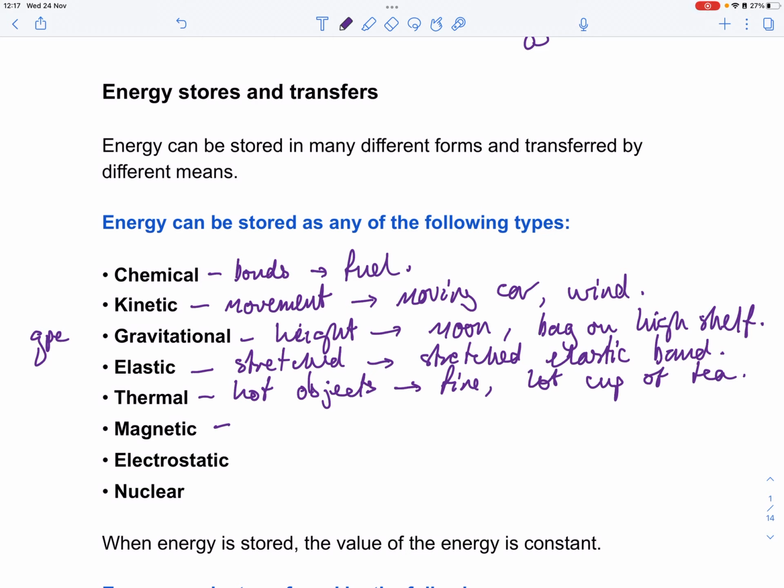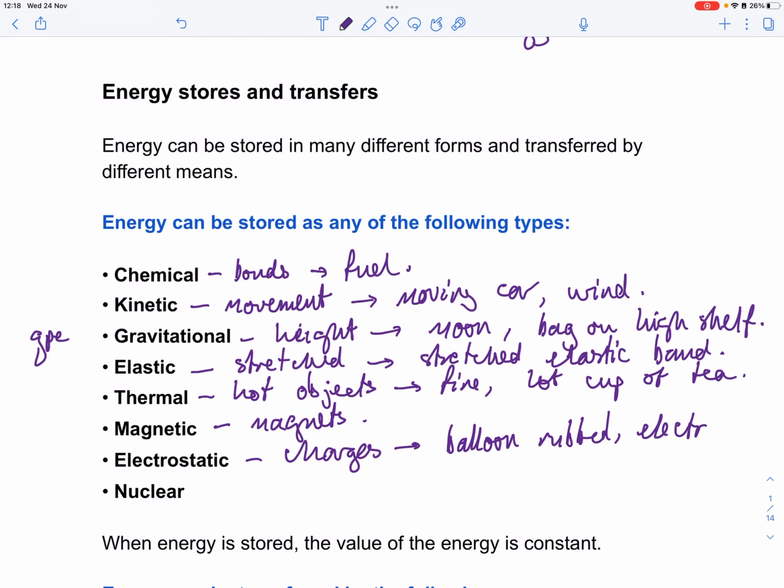Magnetic energy is due to the presence of certain molecules, or certain atoms rather, in magnetic materials. So magnetic materials and magnets in particular, sorry, I was going to write magnetic materials but changed my mind, I'm going to write magnets, have magnetic energy. Electrostatic energy comes from charges, so things like electrons and protons. You can charge objects up by adding electrons to them or taking away electrons from them. So, for example, a balloon that's been rubbed is an everyday good example of electrostatic energy. Or simply, the area around an electron will give you an amount of electrostatic energy.